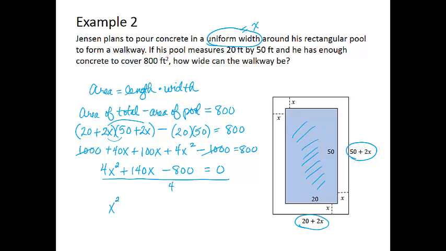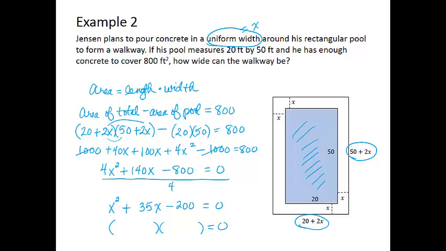x squared plus 35x minus 200 equals 0. Now we can solve this equation by factoring, or if you don't like factoring, you could use the quadratic formula, but I think it does factor. We need to find the factors of 200 whose difference is 35.